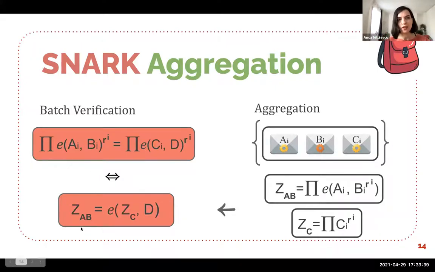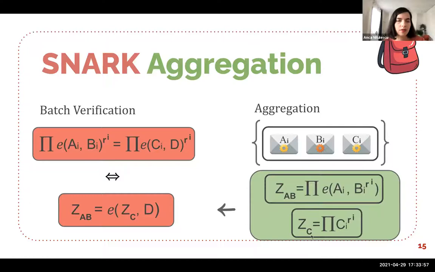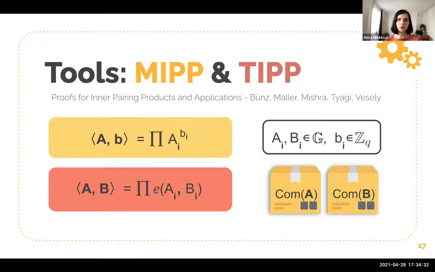What a verifier will need to check is that this ZAB, which it receives from the prover, equals the pairing of ZC with this value D, which is fixed. But the problem is that the verifier has to trust that these values ZAB and ZC are indeed consistent with the proof elements, with the n initial proofs that we have. So what is left to do is to convince the verifier that, starting from vectors A, B, and C, computing these values ZAB and ZC is correct with respect to some commitment to the initial vectors, for example. This part of the aggregation is where we have to work a little bit. So let's see what we use in order to solve this. The main tool is actually the proofs for inner pairing products by Bünz, Maller, and others.